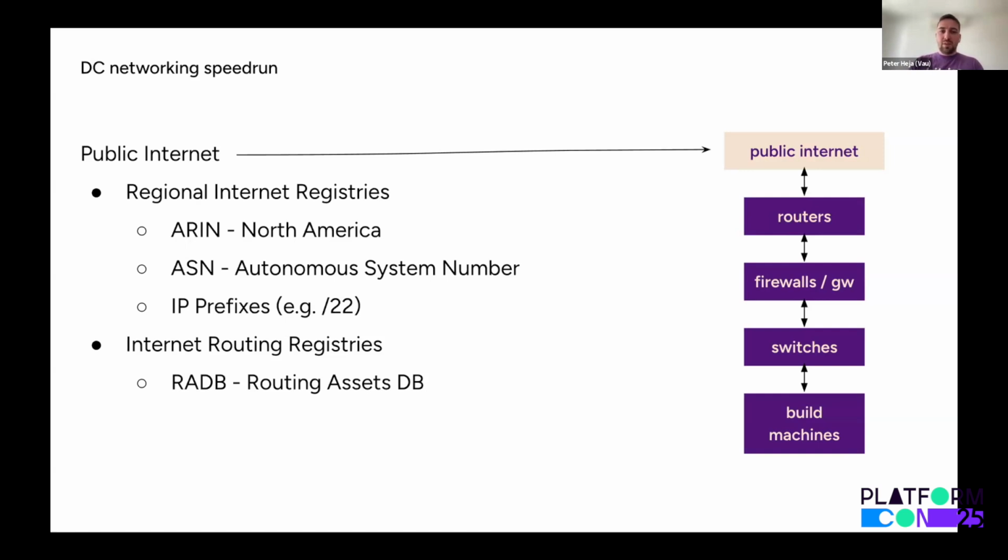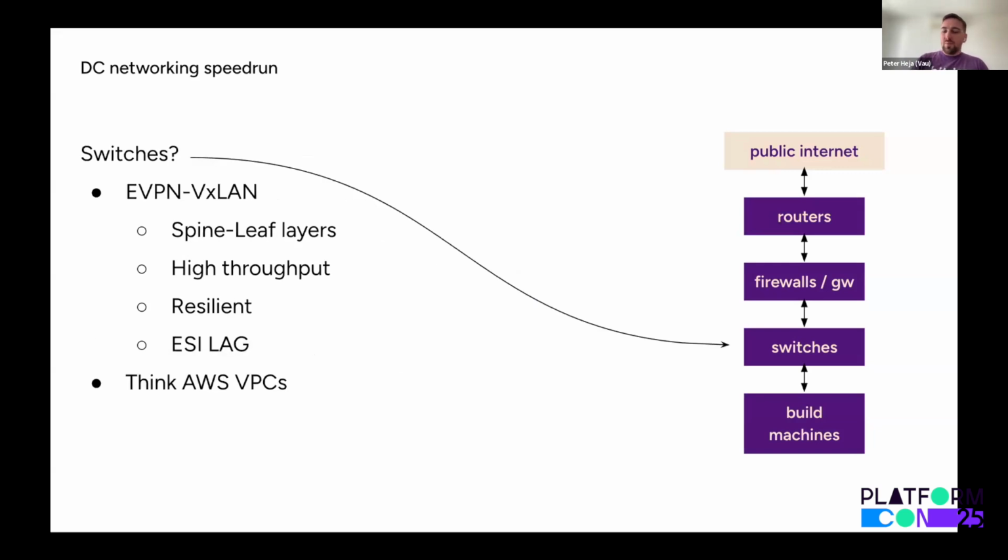And once you have all of these, and you know all of these, you can put it up in the routing assets database, or RADB. Everybody does that. Google does that. AWS and everybody else does that. And this is the most important routing database. And it's fairly cheap to advertise your information there. Okay, we have all of these, but what about switches?